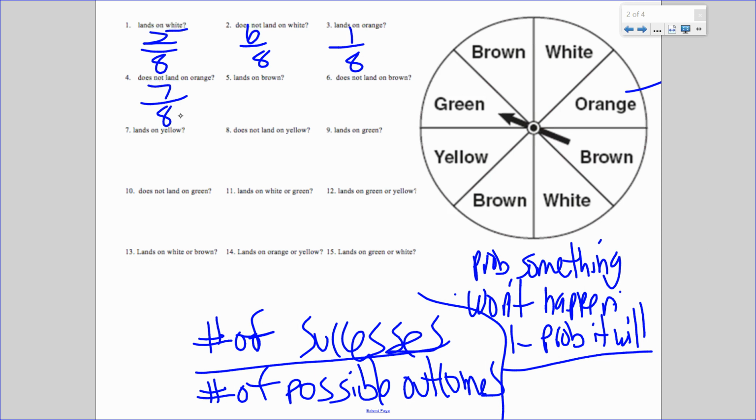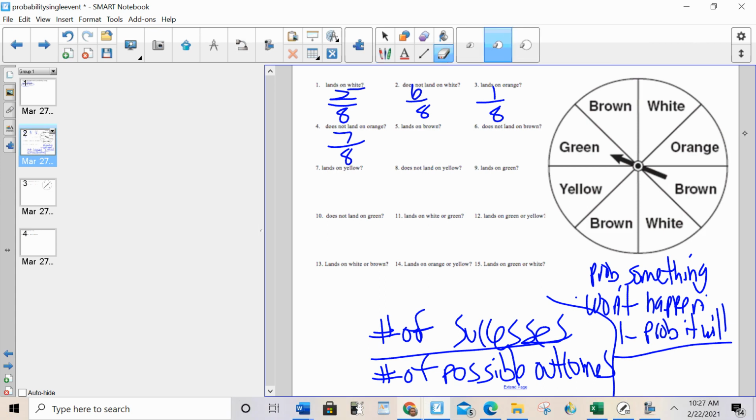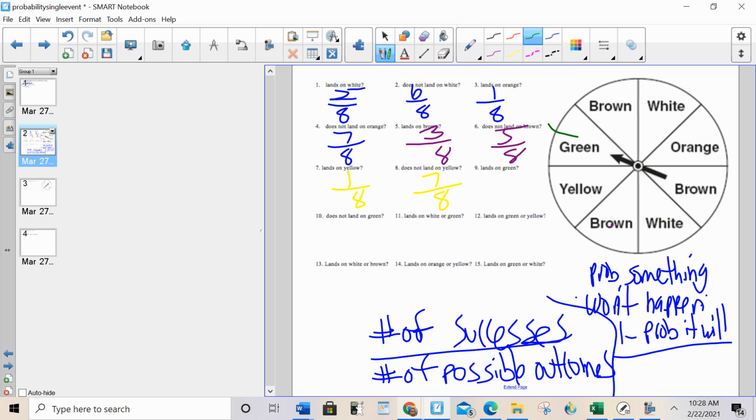Okay, brown. There's 1, 2, 3 browns out of 8, which means that there's 5 out of 8 that are not. Yellow is 1 out of 8. So if 1 out of 8 are, then 7 out of 8 aren't. Green is 1 out of 8. So not green is 7 out of 8.